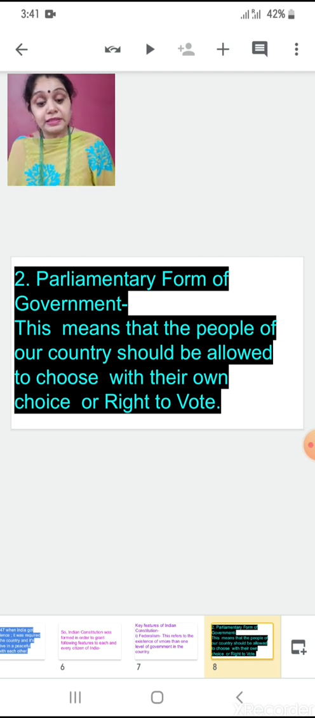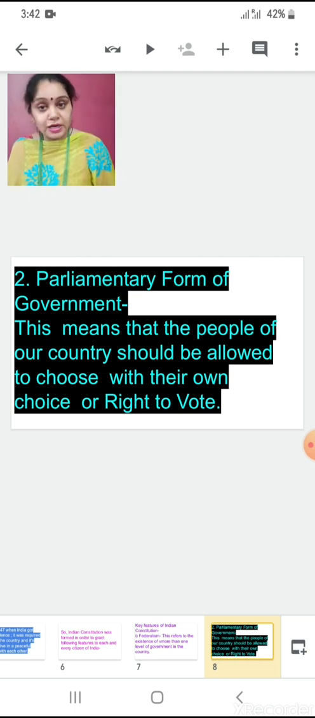This means that the people of India have a direct role in electing their representatives. That is, any citizen of India who is 18 years and above has the right to vote. When people of India turn 18, they are eligible to cast their vote for the leader they like.